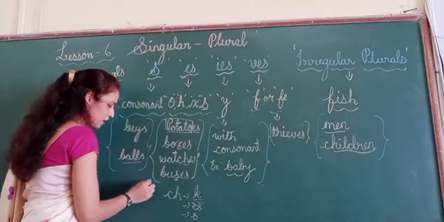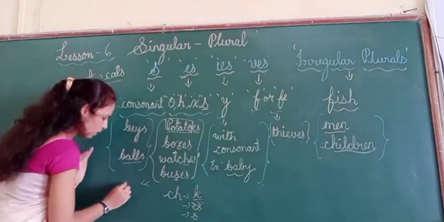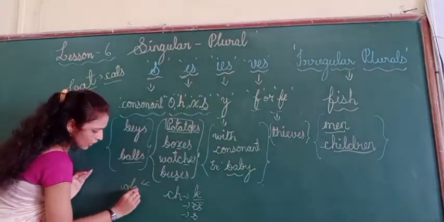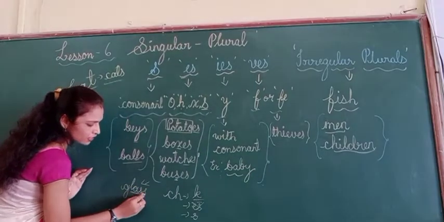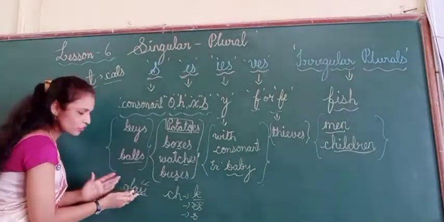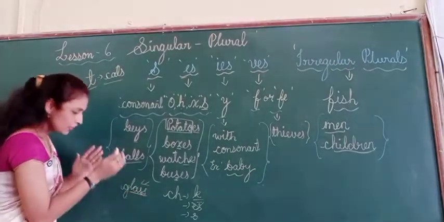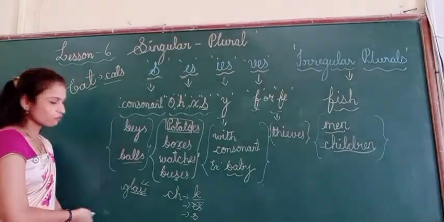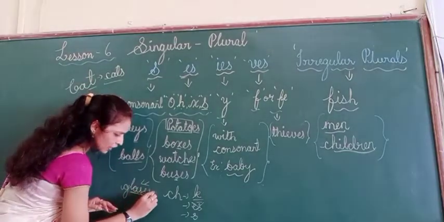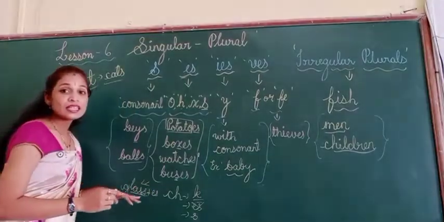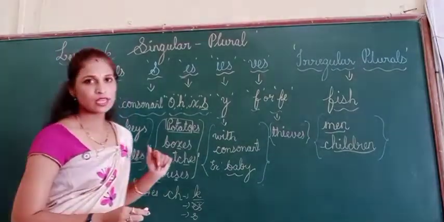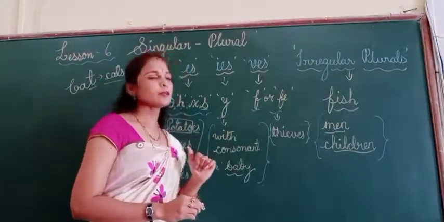Like that, we have some more examples. For glass, what is the last letter? Here, see, two S's have come. Even so, to make plural, what am I going to add? ES, it will become glasses. I hope you are getting it.